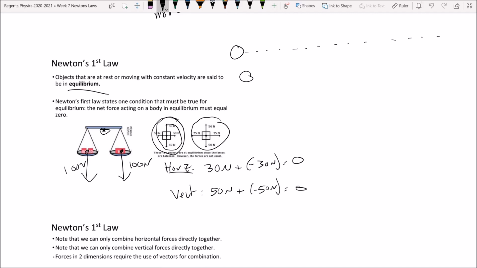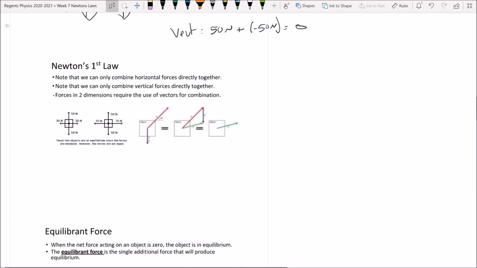If it's at rest, it's going to stay at rest, and if it's moving, it's going to continue moving at constant velocity. Same thing here with the second diagram, okay? These are objects that are in equilibrium because the overall or net force on the object is equal to 0. Now, we can only combine horizontal forces directly together, and we can only combine vertical forces directly together, which is exactly what we showed here in these diagrams, okay?